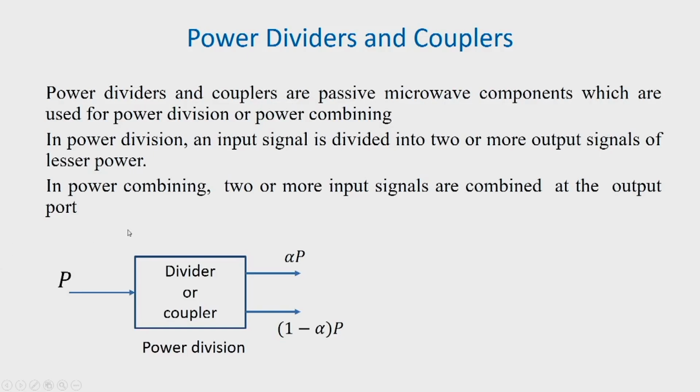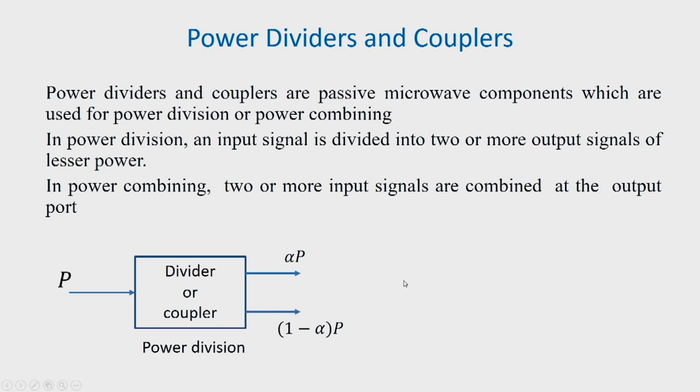So, we have a divider, we are showing only two output ports. In fact, the divider can have more than two output ports. Here the input power is P, and this power P is divided as alpha P and 1 minus alpha P. Alpha is less than 1. When alpha is equal to half, we get an equal power divider, otherwise we will get unequal power division.